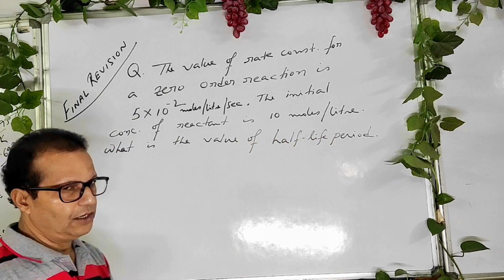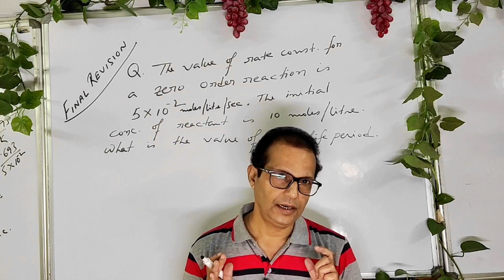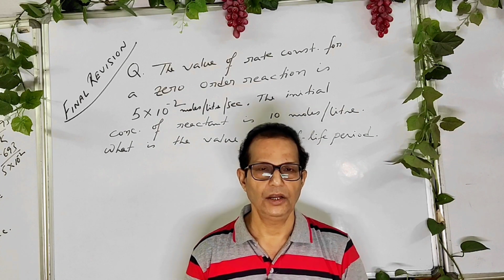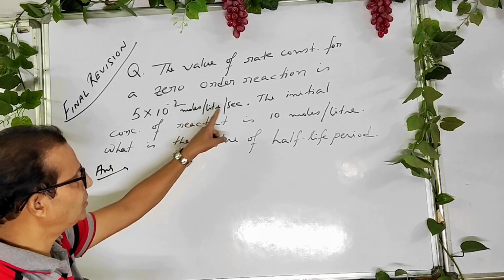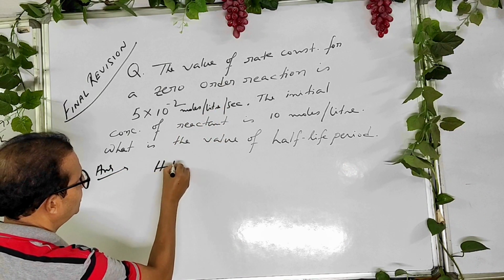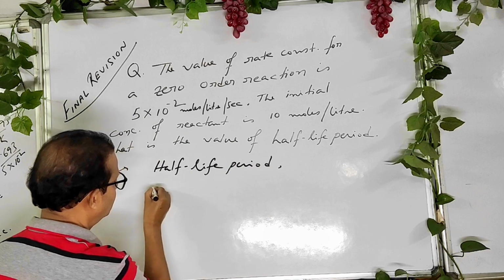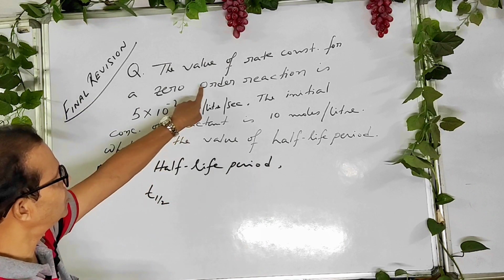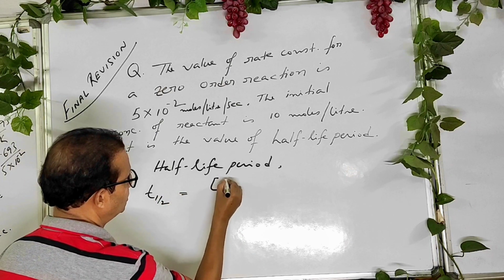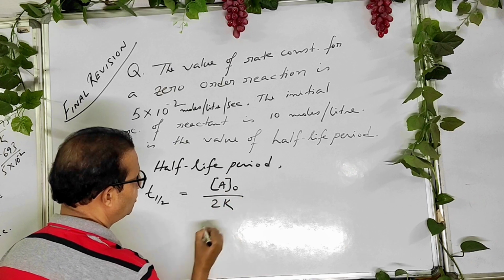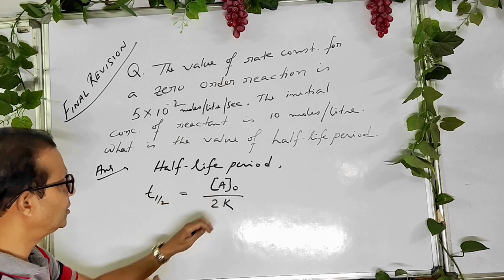So remember it, you will get one question relating to half-life period, whether it is for first order reaction or for zero order reaction. So the answer is, for zero order reaction the half-life period T half equals initial concentration of reactant by 2 into rate constant. For zero order reaction the half-life period T half equals this.